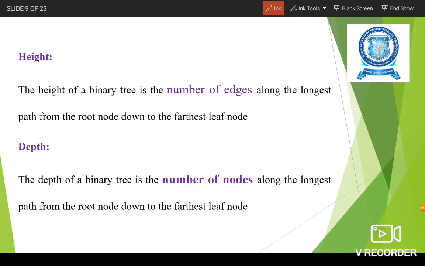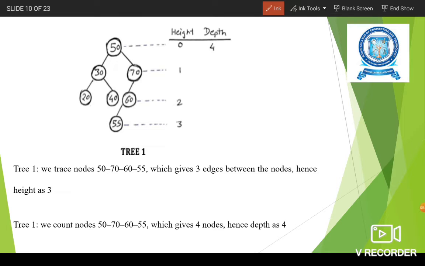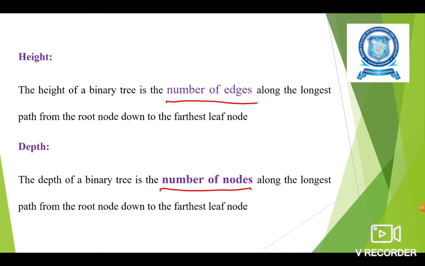What do you mean by height of a binary tree and depth of a binary tree? The height of the binary tree is the number of edges, whereas the depth of the binary tree is the number of nodes along the longest path from the root node to the furthest leaf node. We see with one example. In this figure, how you calculate the height of the tree, the height of the binary tree means, hope you remember the definition.